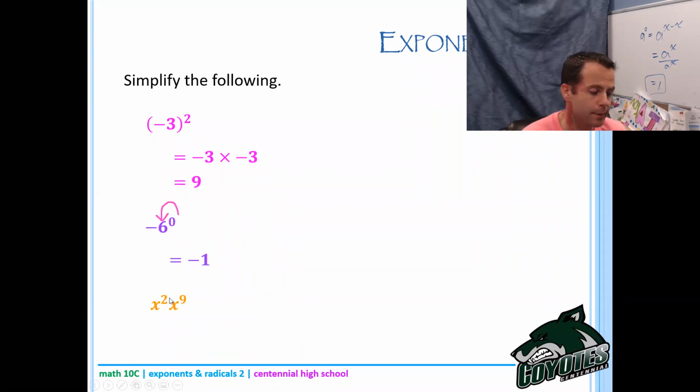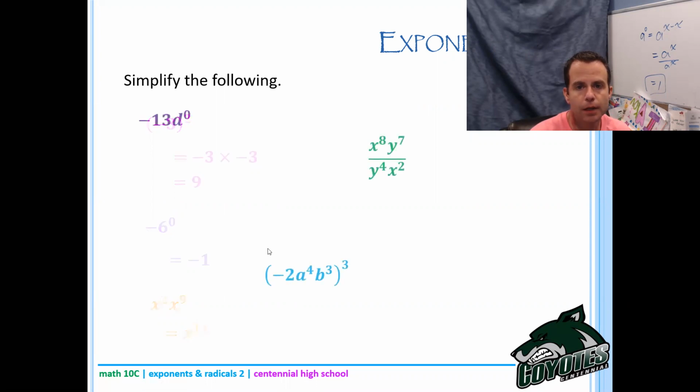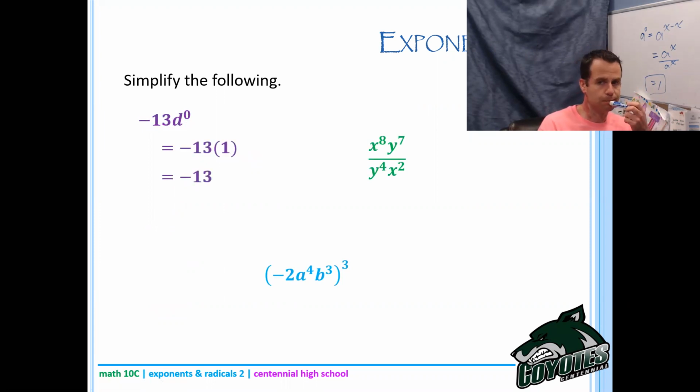X to the 2 times x to the 9. When I'm multiplying powers of the same base, I add the exponents together. So x to the 11. Okay, just going to clear that ink before we keep going. All right, negative 13 d to the 0. Well, d to the 0 is 1. So that means I've got negative 13 times 1, which is negative 13.